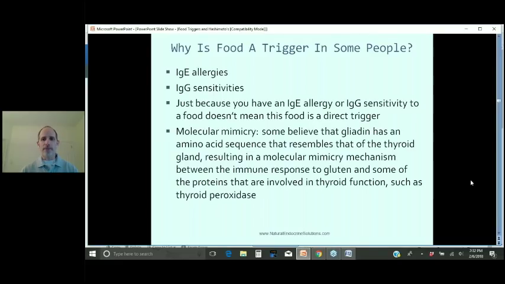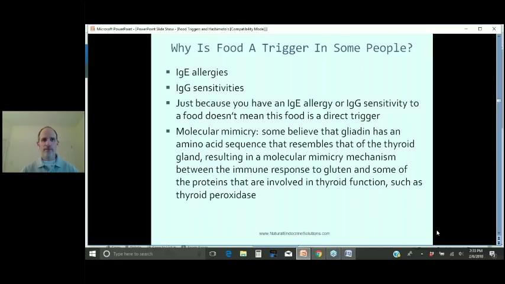And then molecular mimicry. This gives an explanation here. Sorry, I'm getting some technical difficulties here. So molecular mimicry, as it says here, like gliadin, some believe that it has an amino acid sequence that resembles that of the thyroid gland, resulting in a molecular mimicry mechanism between the immune response to gluten and some of the proteins that are involved in thyroid function, such as thyroid peroxidase. Not only with food, but the focus, of course, is on food, you could also see molecular mimicry with infections as well as environmental toxins.